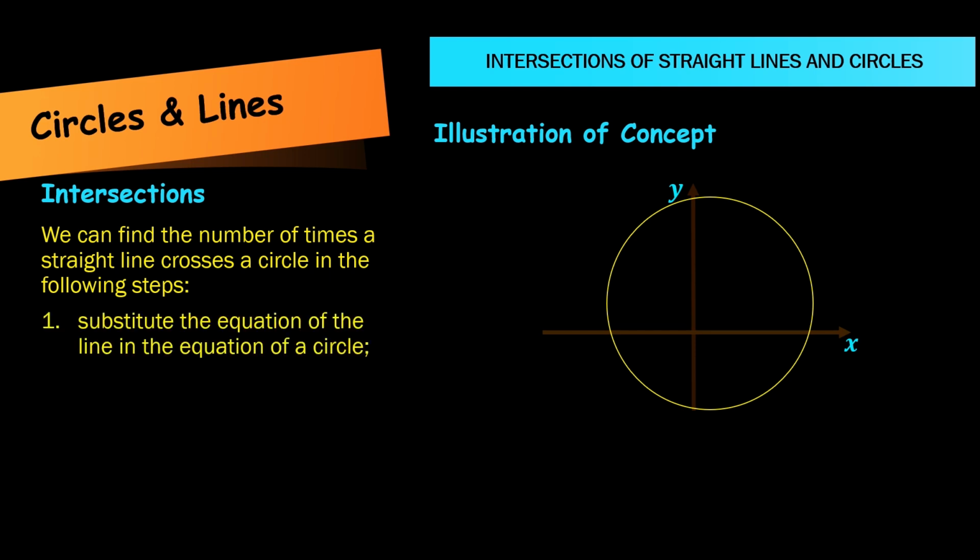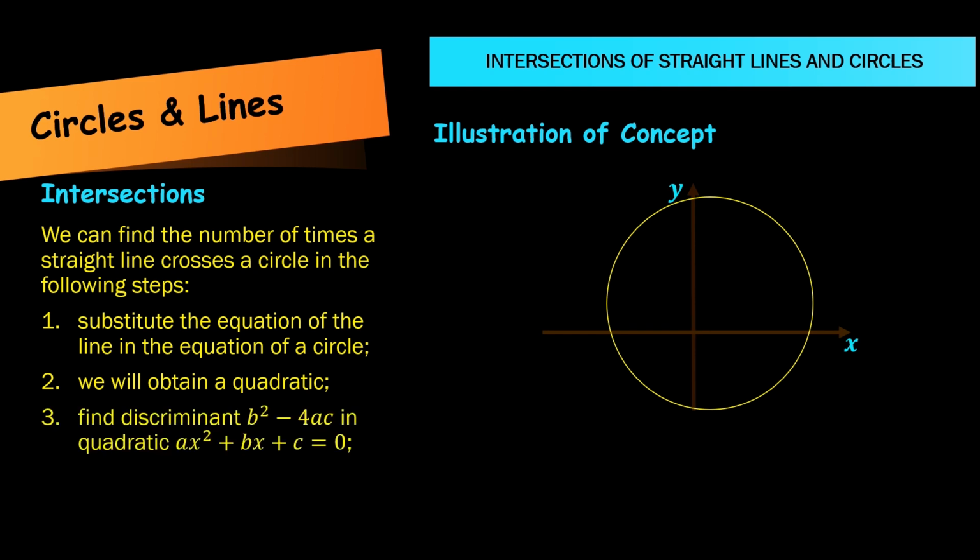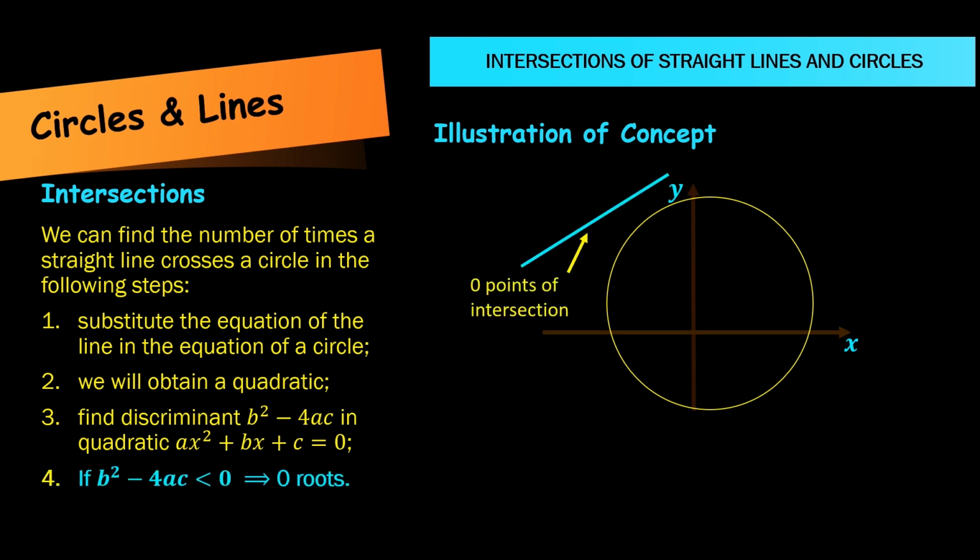Substitute the equation of the line in the equation of a circle to obtain a quadratic. Then find the discriminant b squared minus 4ac in the quadratic, ax squared plus bx plus c equals 0. If b squared minus 4ac is less than 0, then we have 0 real roots. In other words, there are 0 points of intersection between the line and the circle.